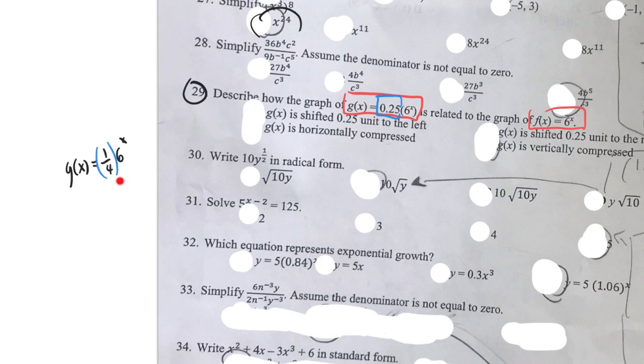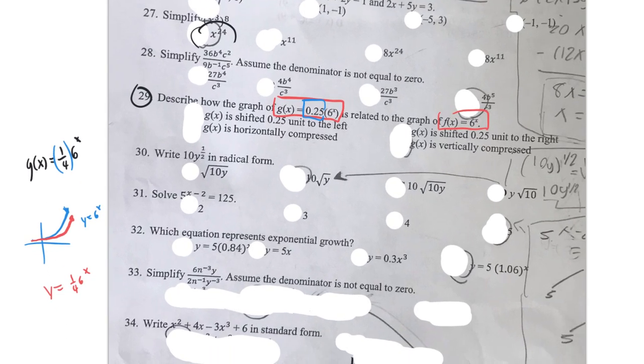Now that 1/4 means that it's going to be a vertical compression. And I know that because it's a fraction. So a vertical compression means the graph might look like this normally if it was just y equals 6 to the x. But if we then say y equals 1/4 times 6 to the x, well, what that does is it kind of flattens this thing down, okay? So that would be a vertical compression. So let's see what they say here. Yep, right there. Okay, so that's the answer to that one.